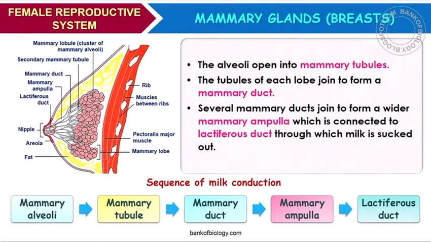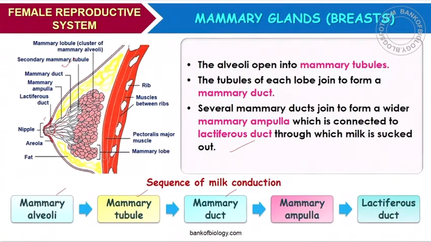The alveoli open into mammary tubules. You can see all the alveoli are joining together and opening into the mammary tubule. The tubules of each lobe join to form a mammary duct. You can see the formation of mammary ducts, 1, 2, 3, like this. All of them join together. Several mammary ducts join to form a wider mammary ampulla, and the mammary ampulla is connected to the lactiferous duct, through which milk is secreted out.